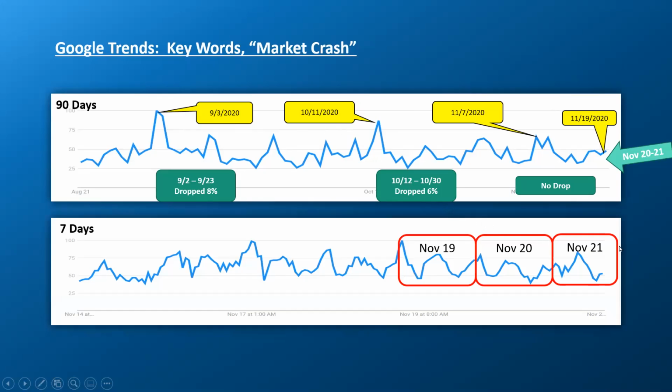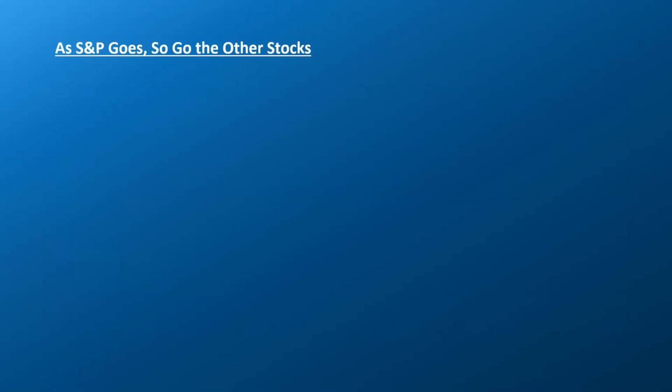At this point, you might say, okay, you've demonstrated that there is a correlation between Google Trends and the S&P index, but I own AT&T, Apple, and other stocks. What does Google Trends have to do with me? The answer is, as S&P goes, so go the other stocks.